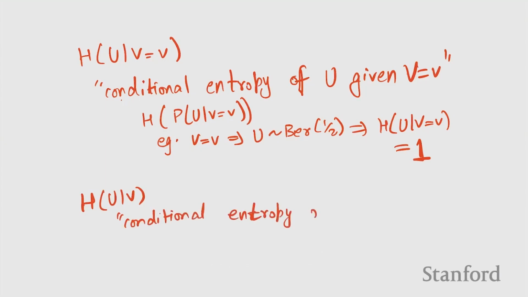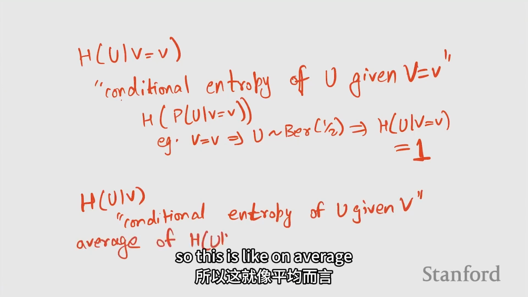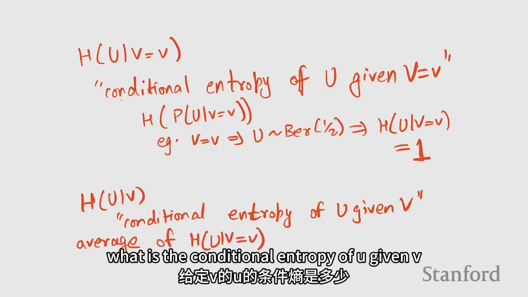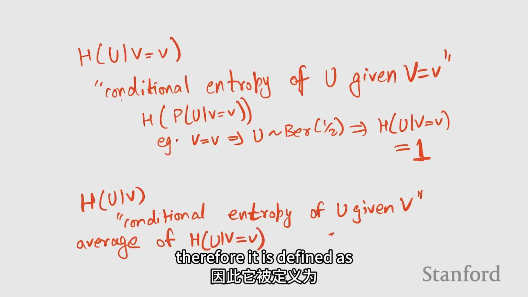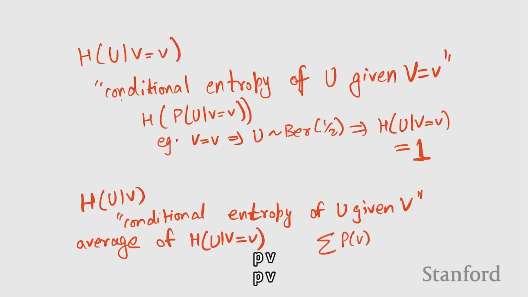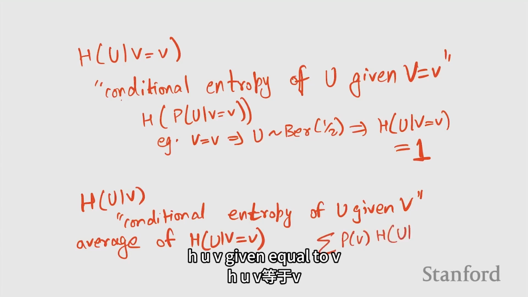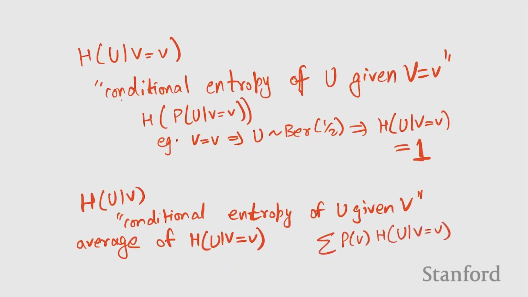Okay, and then the second thing we define is just the conditional entropy of U given V. This is an average of the above quantity. So on average, what is the conditional entropy of U given V? Therefore it is defined as the sum over v of P(v) H(U given V equal to v).